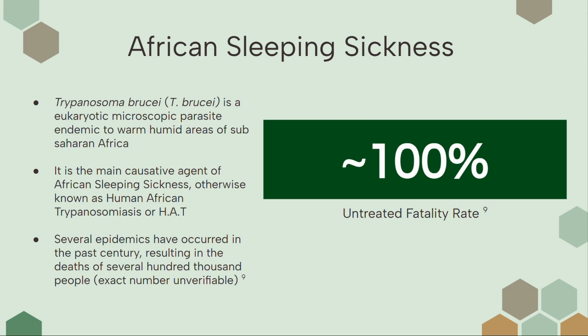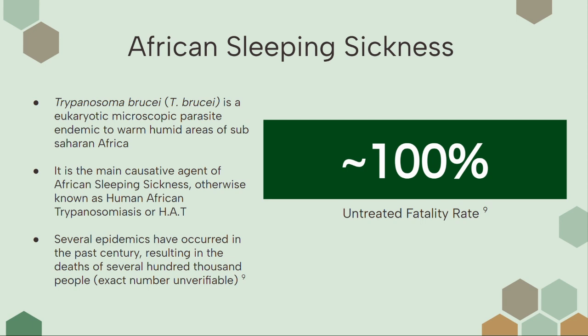There are two different forms of this disease: rapid onset human African trypanosomiasis, or HAT, and chronic human African trypanosomiasis, which are both caused by two different subspecies of the disease, which I'll go over later.